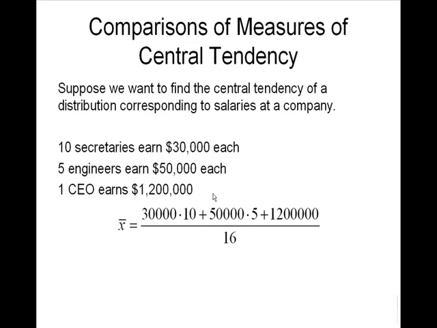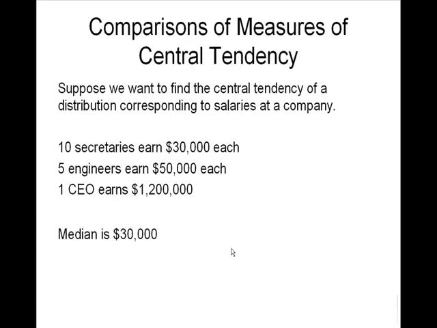If we want to calculate the mean here, we take 30,000 times 10 plus 50,000 times 5 plus 1.2 million, and then we divide it by 16. And the value that I get here is $109,375. Here we have to take advantage of the fact that things are grouped and remember to multiply each data value, the 30,000, the 50,000, and the 1.2 million, times the number of times it occurs, and then divide by the sum of the frequencies, or 16.